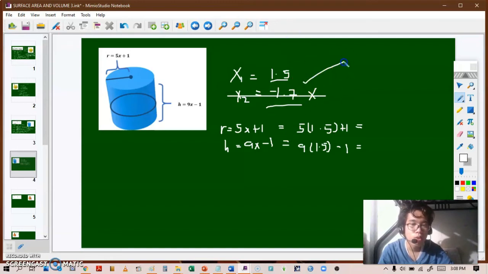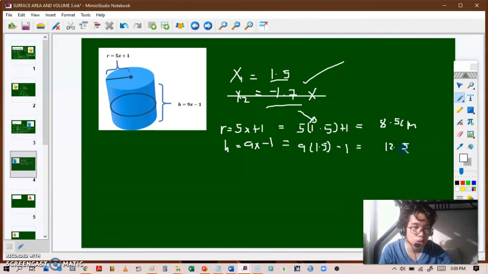Okay, so the root that we need to substitute to get the value of the radius and the height of the cylinder is 1.5. So we substituted that here, so 5x plus 1, that's 5 times 1.5, that's 7.5 plus 1, so that's 8.5 centimeters. That's the radius. Are we using the right units? Okay, centimeters, good.